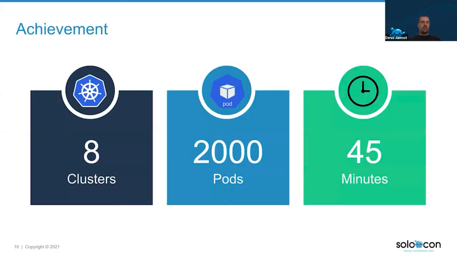So this is the achievement at the end: 8 clusters, 2,000 pods, and 45 minutes. I didn't calculate the budget, but you can do the math. It's like $3 an hour. The VM I use is a huge one, but still only $3 an hour, so it's less than $100 per day. And even if you want a preemptible version, that would be less than $1. So it can be very, very cheap, and you can do very nice scale testing with it.